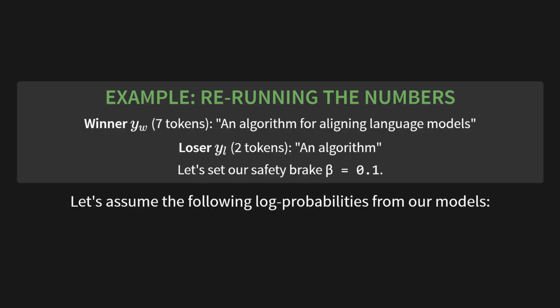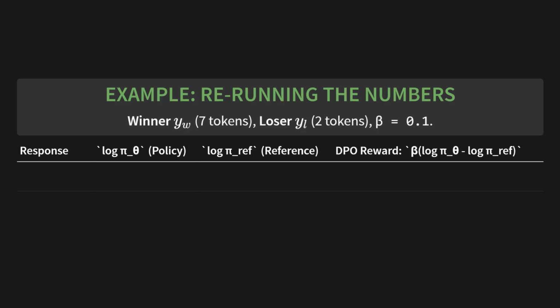We've got our winner, y sub w, that's the good 7-token response, an algorithm for aligning language models. And we have our loser, y sub l, the short 2-token response, an algorithm. And let's set our little safety brake beta to 0.1. Now, let's assume the following log probabilities from our models. Okay, check out this table. We are going to walk through this entire process together, step by step.